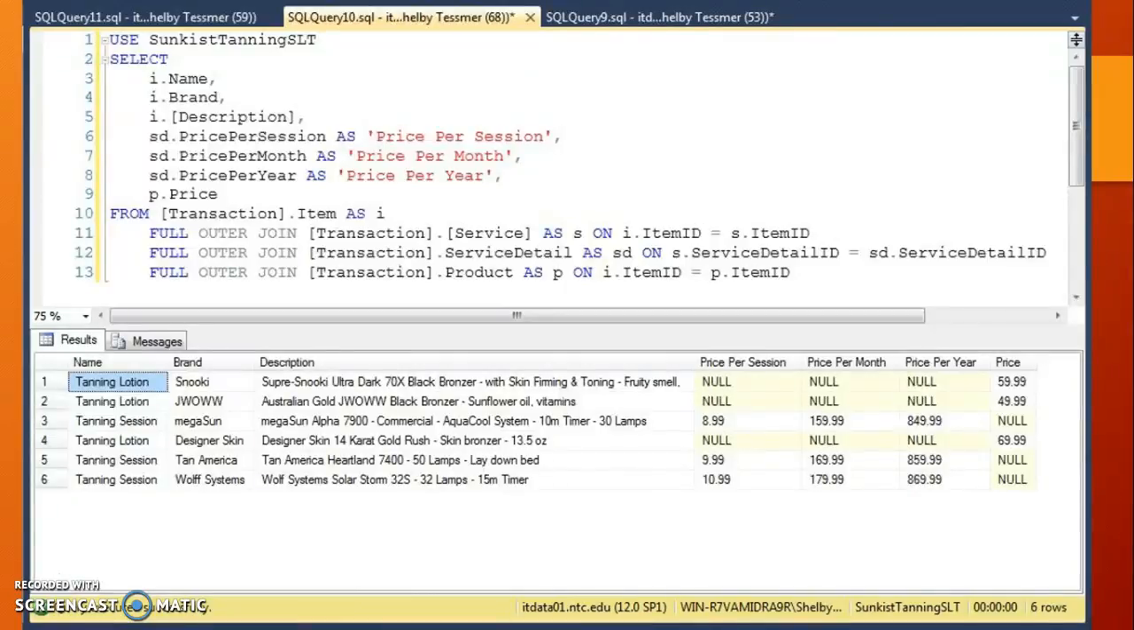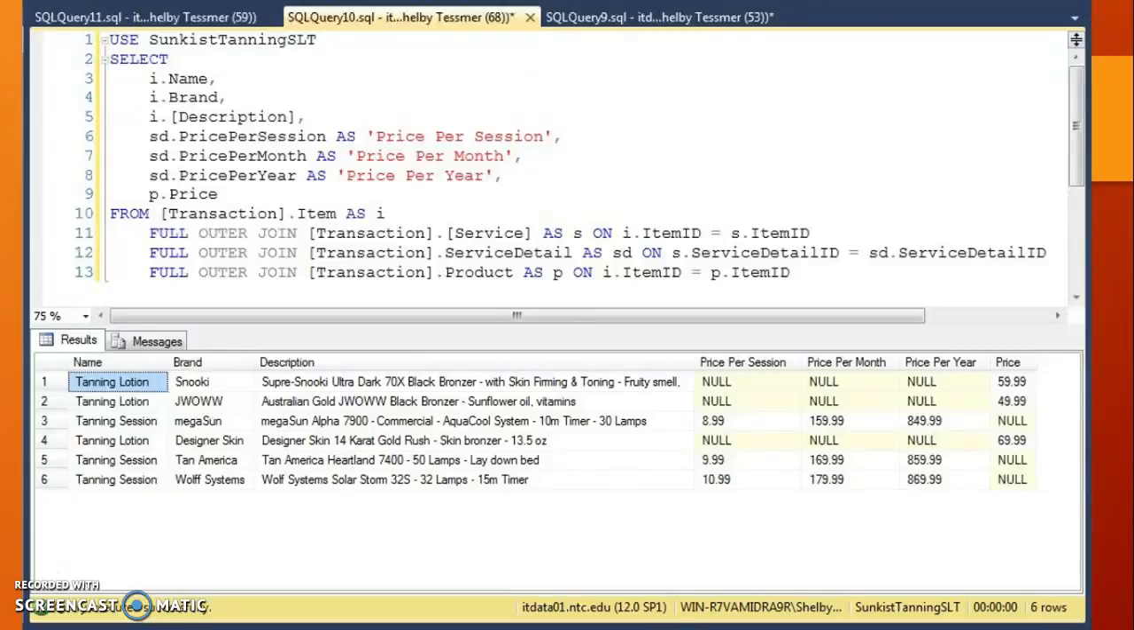So here is a really good overall big join, a full outer join between all of these tables, that brings back some good information that I think is very important to show how all four of these tables relate together and how you can pull back whichever information and details you need. I didn't necessarily need to pull back brand and description or even name, but I thought it was important because you could have two Snooki brand lotions, but here's two different products.